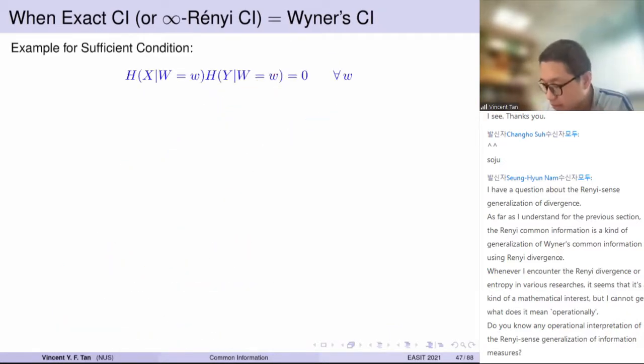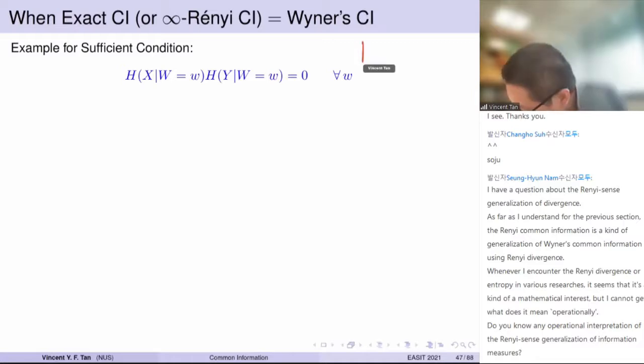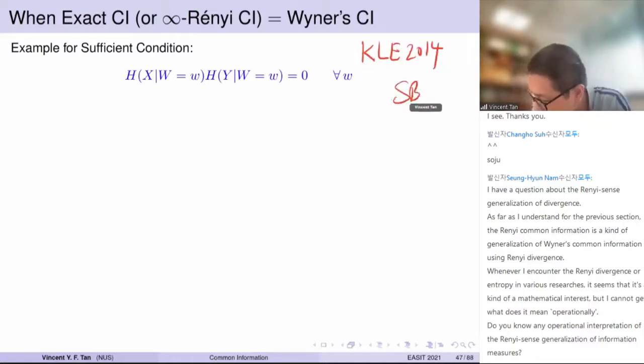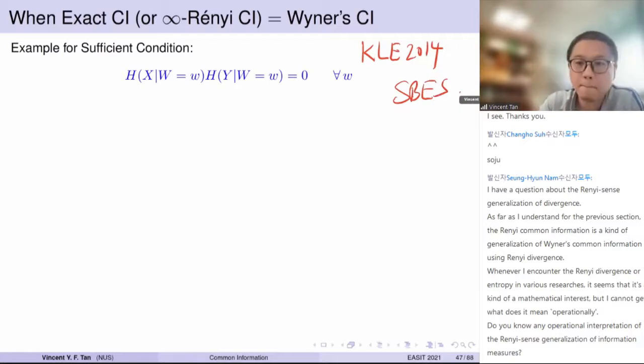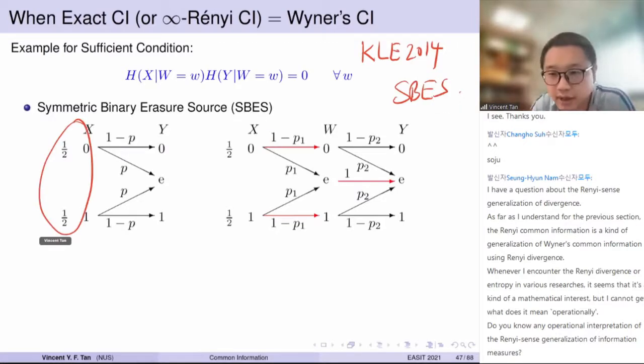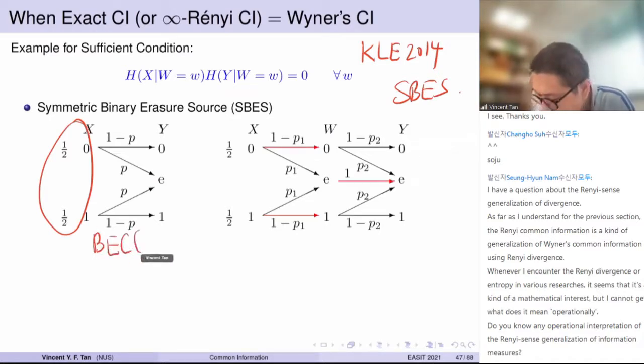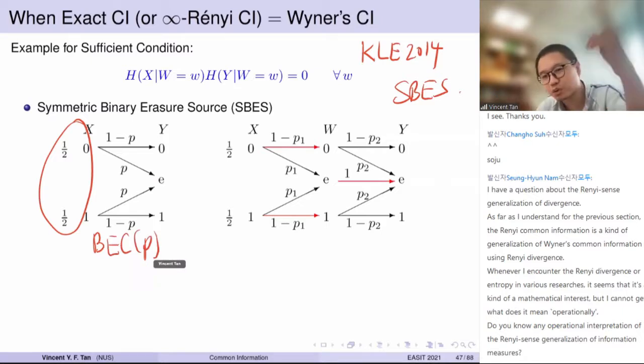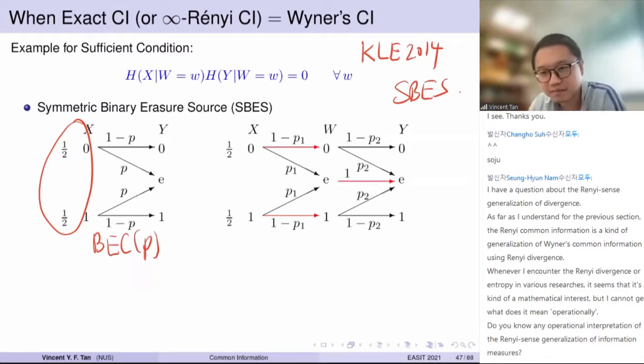Let's look at an example for the sufficient condition that was studied by Kamath and El Gamal, 2014. They studied the SBES. What is the SBES? You have this symmetric input with probability half, then you pass it through a binary erasure channel. In information theory, we are only interested in two things: the binary symmetric channel and the binary erasure channel. Everything else is too complicated. So let's look at the binary erasure channel.